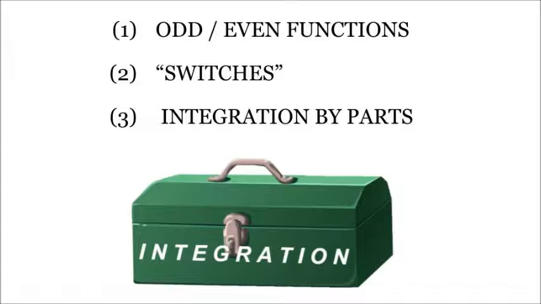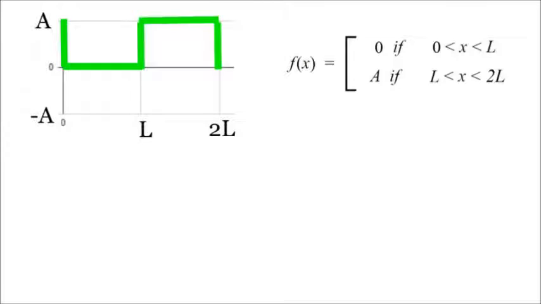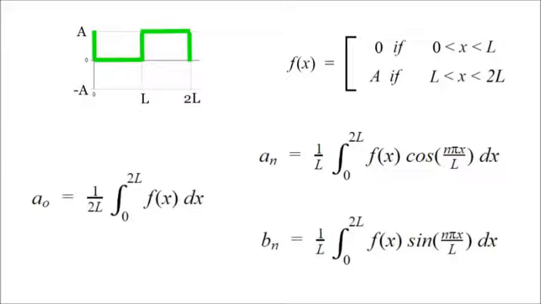Still have those tools? Good, because we have another wave to do, which is really just the same wave, but it's different also. This time we're looking at a window from 0 to 2L, not negative L to L, and this function goes from 0 to A, not from negative A to A. So okay, let's find A0 and An and Bn.